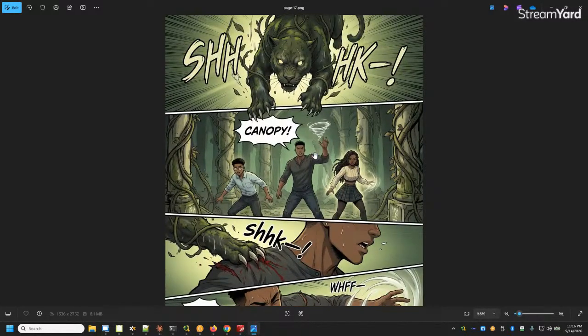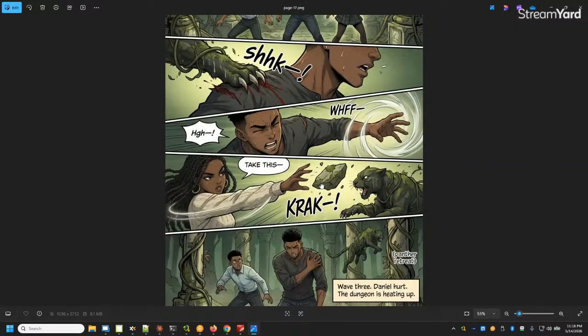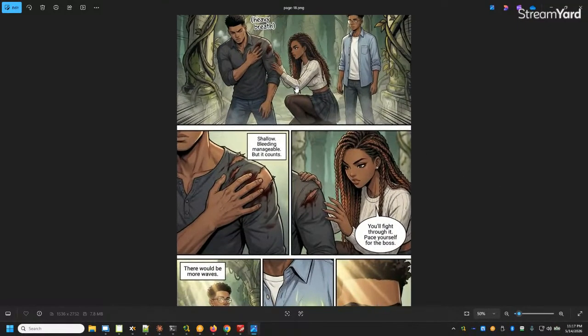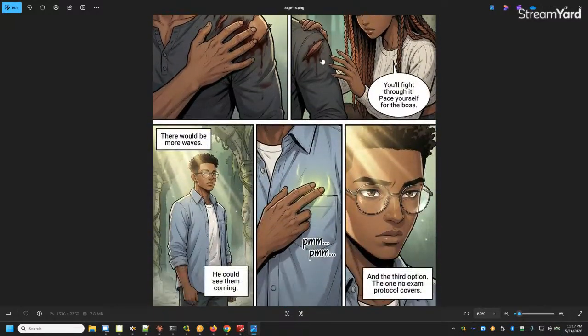Okay, and now we have a panther. Canopy. Whatever that means. I don't know what that means in relation to wind, but okay. Panther attacks his shoulder, and then Imani backs him up with a rock. Wave 3, Daniel heard the dungeon is heating up. Okay. You'll fight through it. Brace yourself for the boss. There would be more waves. He could see them coming.